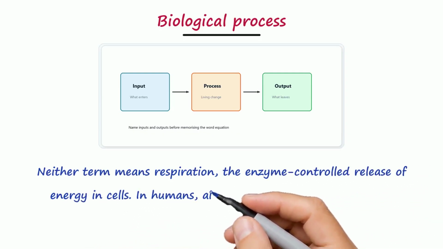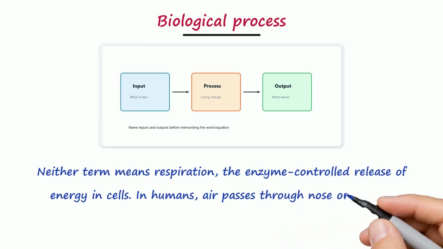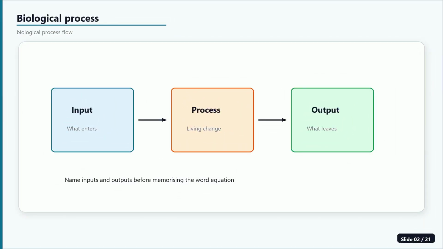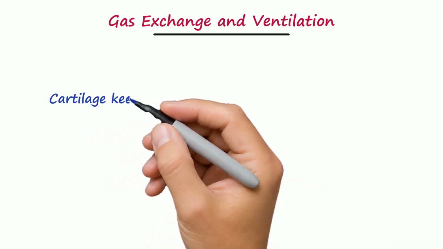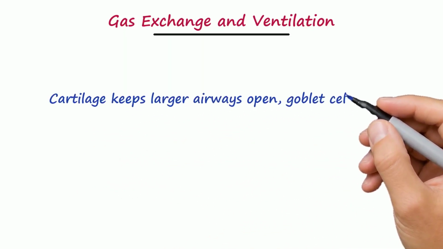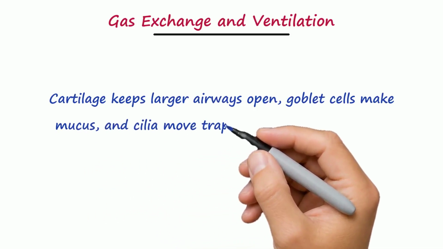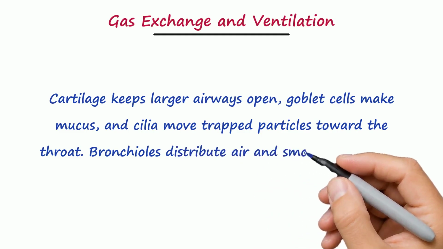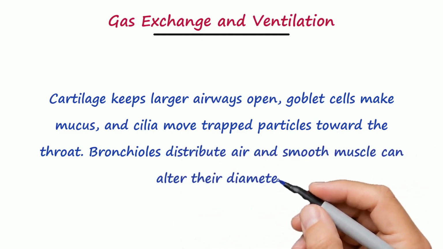In humans, air passes through nose or mouth, trachea, bronchi, bronchioles and alveoli. Read left to right, inputs enter, the living process transforms them, outputs leave. Name what goes in and what comes out before memorizing the word equation. Cartilage keeps larger airways open, goblet cells make mucus, and cilia move trapped particles toward the throat. Bronchioles distribute air and smooth muscle can alter their diameter.